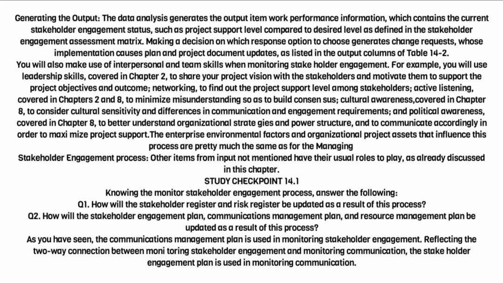Generating the output. The data analysis generates the output item work performance information, which contains the current stakeholder engagement status, such as project support level compared to desired level as defined in the stakeholder engagement assessment matrix. Making a decision on which response option to choose generates change requests, whose implementation causes plan and project document updates, as listed in the output columns of Table 14.2.